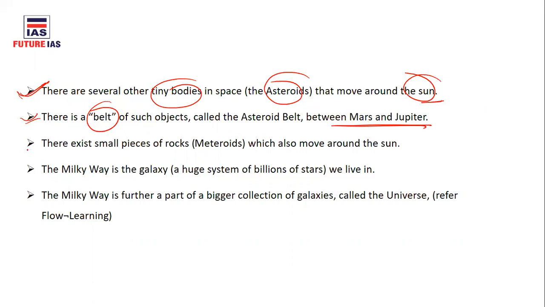And there are certain small pieces of rock which are called meteoroids. Okay. They move around the sun. So such meteoroids are moving around the sun.